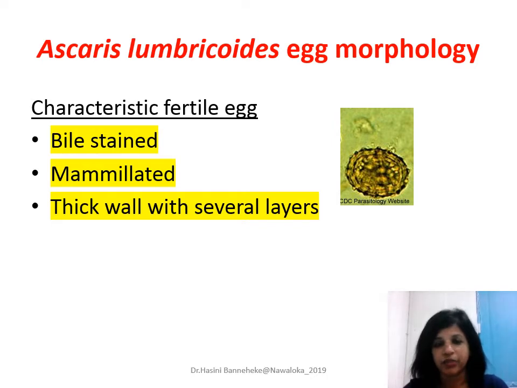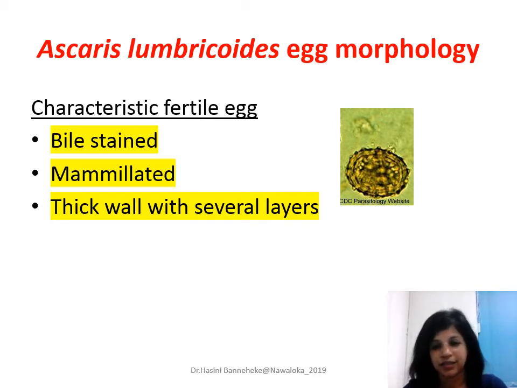And then generally this egg is bile stained, yellowish or brownish in color. So that also gives you a clue. And inside, this is a fertilized Ascaris egg, so it has the embryo inside as well.